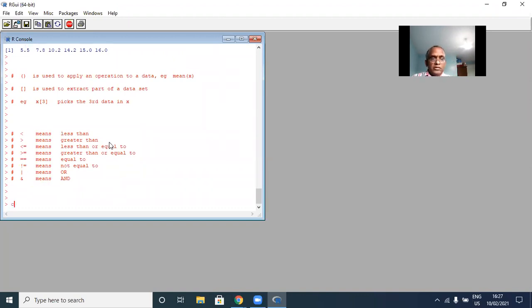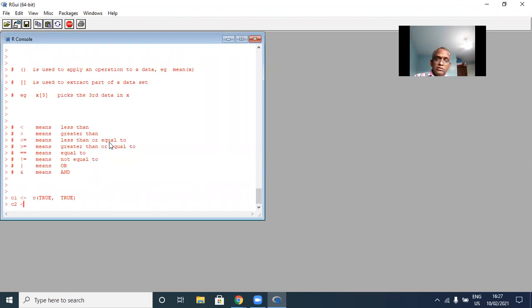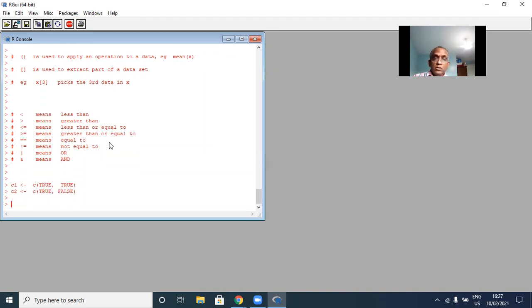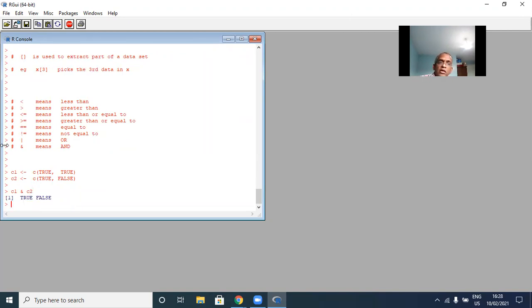So now let me illustrate them. For example, suppose C1 is a vector that contains true and true, right? And suppose C2 is a vector that contains true and false. Okay, right? Now, if you type C1 and C2, you will get this, because I'm sure you guys have done Boolean algebra, right? So true and true is equal to true, whereas true and false is equal to false.